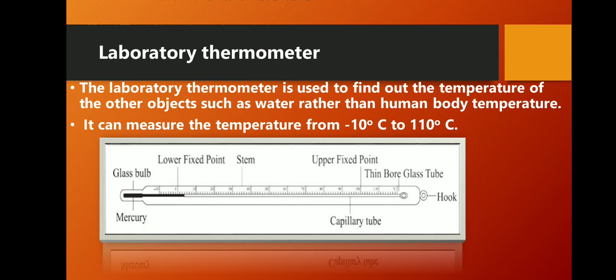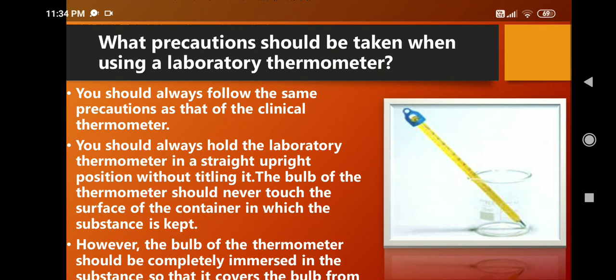See, what is the use of the laboratory thermometer? The laboratory thermometer is used to find out the temperature of other objects such as water rather than human body temperature. It can measure the temperature from minus 10 degrees Celsius to 110 degrees Celsius. The range of the laboratory thermometer is minus 10 degrees Celsius to 110 degrees Celsius. The bulb is filled with mercury or alcohol.